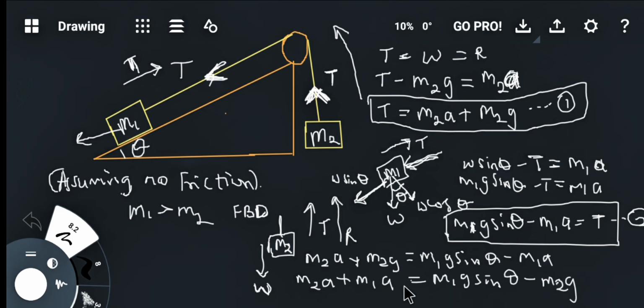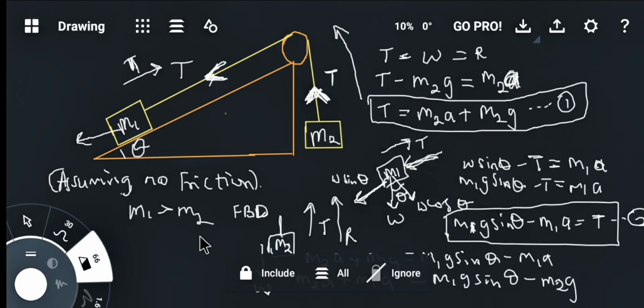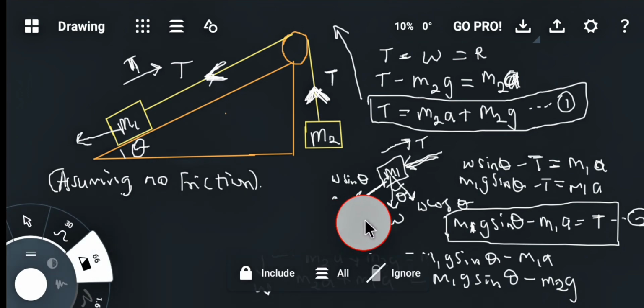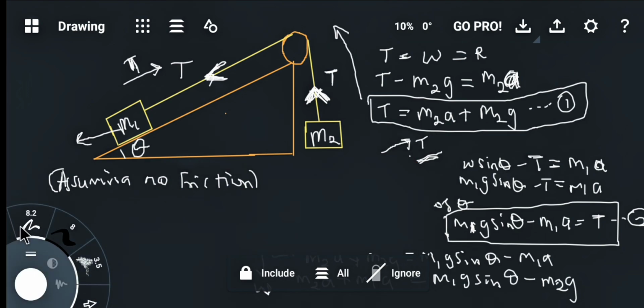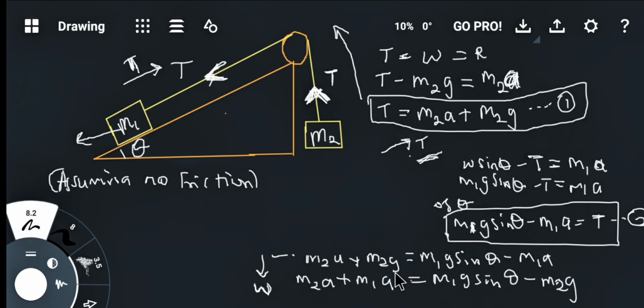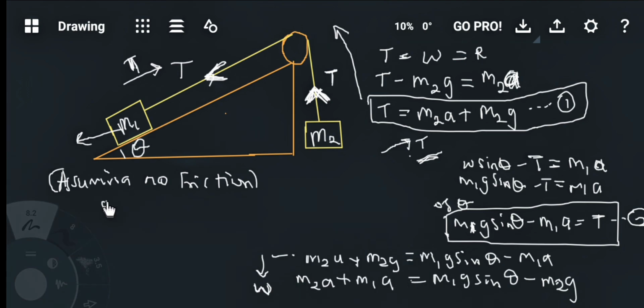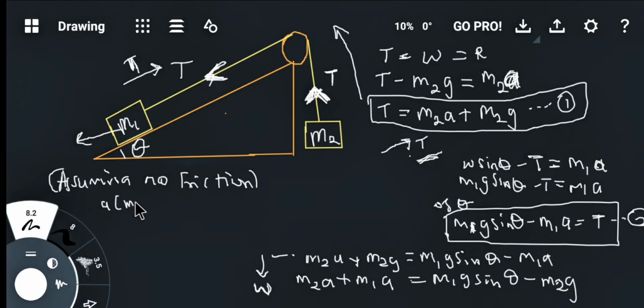Here we can factor out the acceleration. So if we factor out acceleration, we're going to have something like this. Let me wipe some of the space here so we can see what we're doing. If we factor out what we have here, we can see acceleration times m2 plus m1. You can write m1 plus m2 regardless of how you are putting it. So that will be equal to m1g sine theta minus m2g. So that is it.